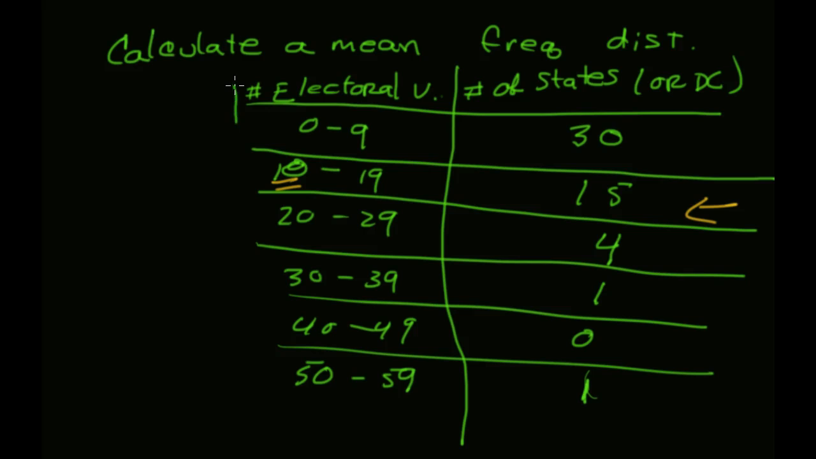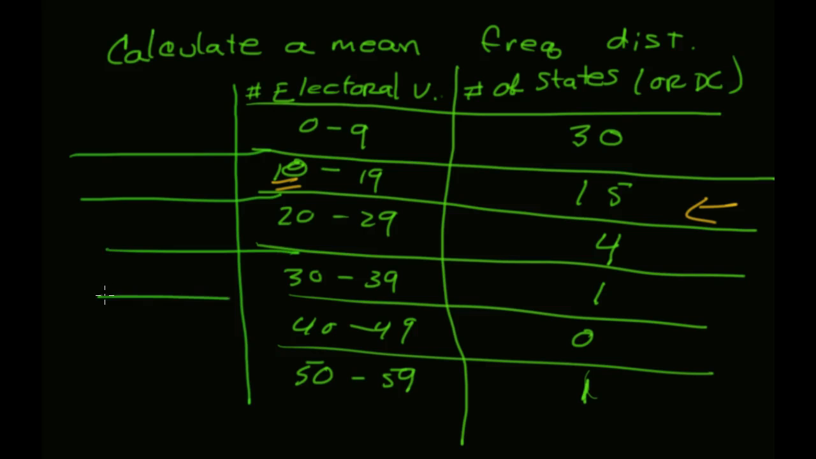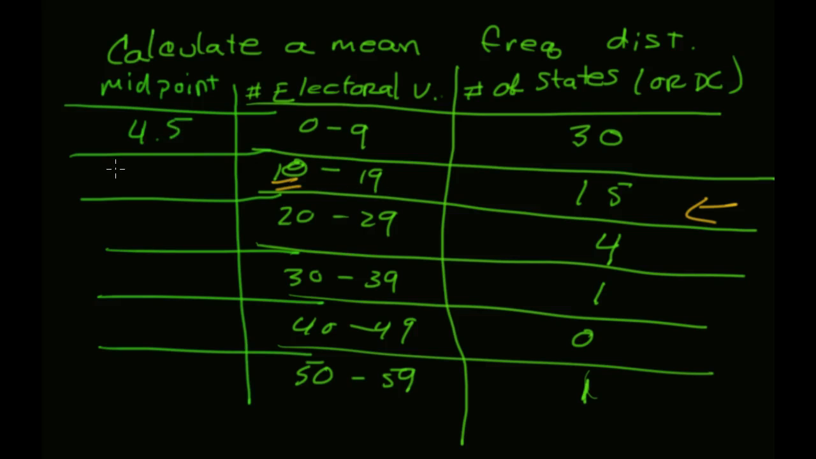Okay, so in order to do this, we transform each of these classes into its midpoint. So we find the midpoint of the class. We average 0 and 9 and get 4.5, 10 and 19 is 14.5, 20 and 29 is going to be 24.5, 30 and 39 is 34.5, 40 and 49 is 44.5, 50 and 59 is 54.5. So we're going to let these midpoints serve as a surrogate for the mean.